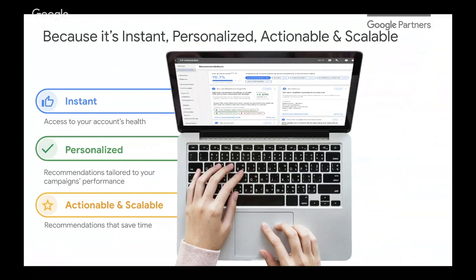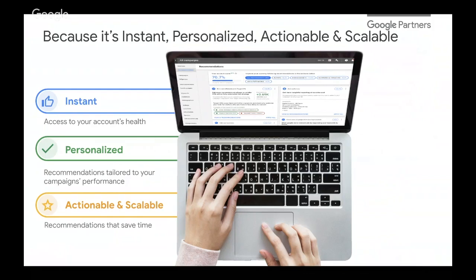But OptiScore is the evolution of this, and we've tried to make it better. We've listened to some of the feedback, we've taken the best elements, but we've improved on the elements that were a little bit frustrating or less ideal for some customers and some account managers. So what we've done is we've made it instant, personalized, and we've made it actionable and scalable. So what do we mean by that?